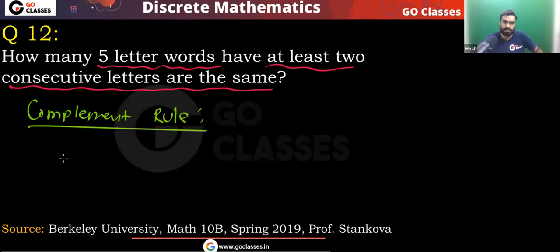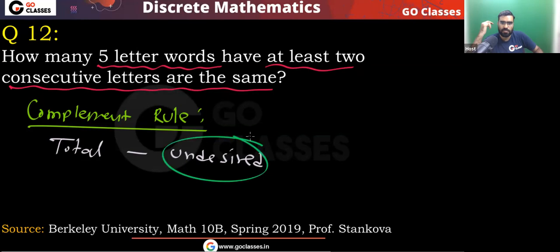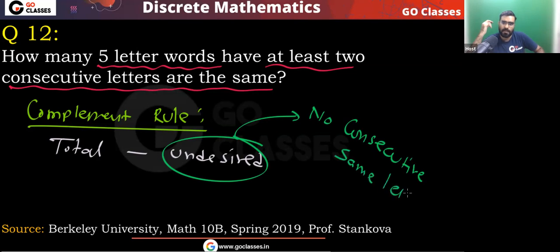So what will happen? Complement rule means total minus undesired. How many undesired cases are there? Tell me. Undesired means what? No consecutive same letters. Agree or not? You want at least 2 consecutive letters same, so at least 2 consecutive letters must be same. So I can say total minus no consecutive letters same.